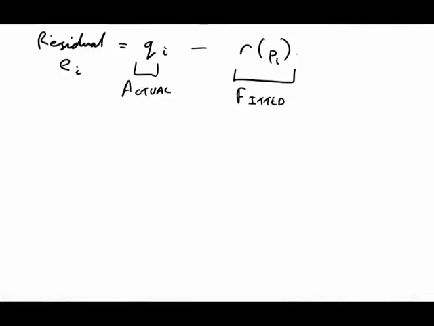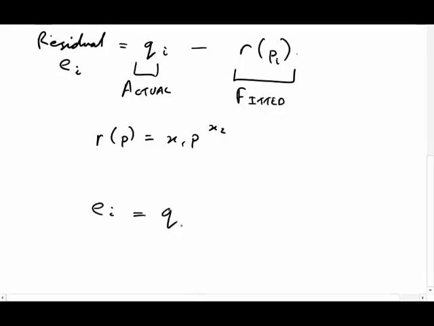So for example, if our regression function R of p was given by x1 p to the power of x2, then our residual function E i is given by our actual data, Q i, minus this regression function. So x1 p i, we just replace our p in here with p i, p i to the power of x2. Hopefully that makes a bit of sense.